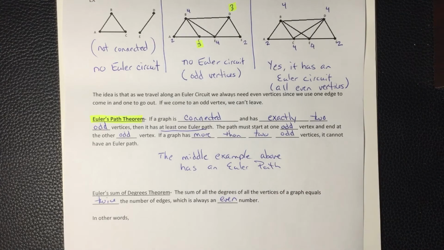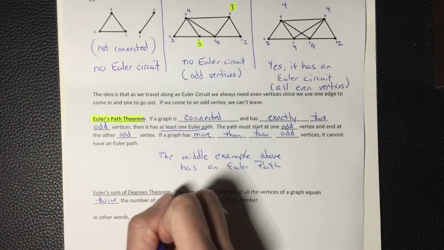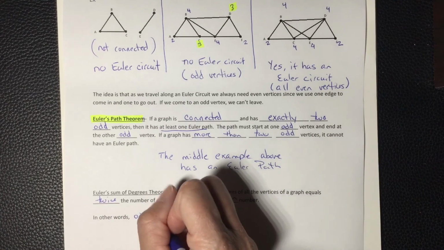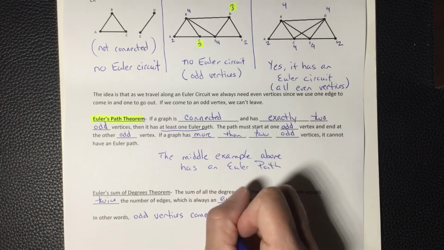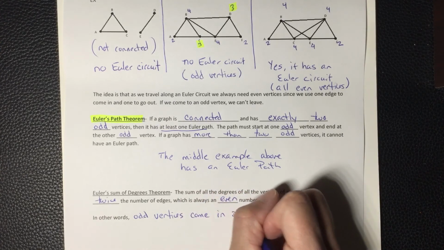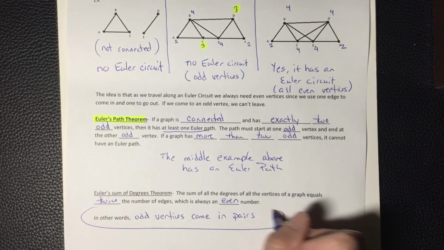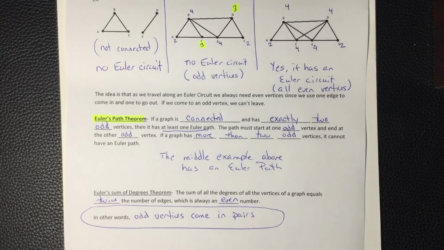Now that may not seem that interesting, that the sum of the degrees is even, but what we can conclude from that is anytime we have an odd vertex, there has to be another odd vertex to match it. So we'll go ahead and reword this as: odd vertices come in pairs. So when you get done counting all of your degrees, you want to make sure that all your odd vertices pair up. If you have an odd number of odds, then you have made a mistake somewhere.